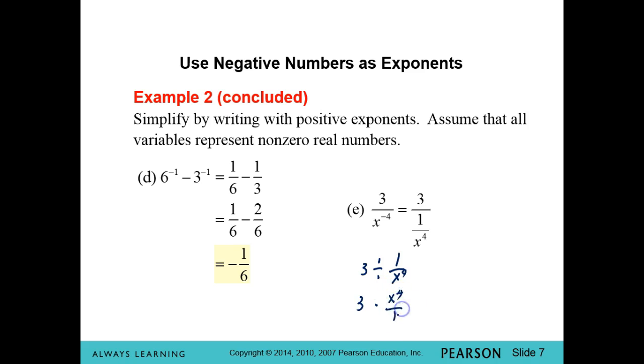x to the 4th over 1, which would then simply be 3x to the 4th. Let's see if that's how they did it. Oh, look, they wrote it down there. But yeah, it's fine. I'll erase mine. Okay, and that is 3x to the 4th. See, this one does not have a negative exponent, so leave it where it is. We only change those with negative exponents.